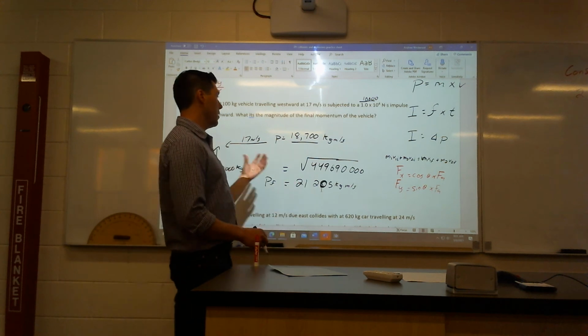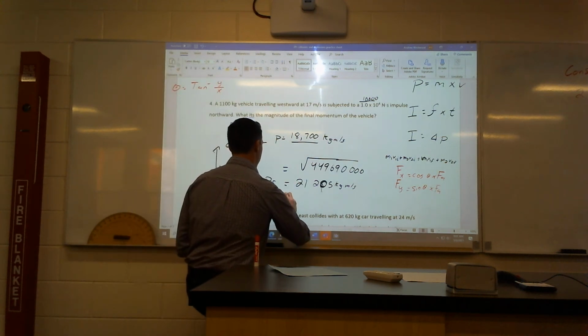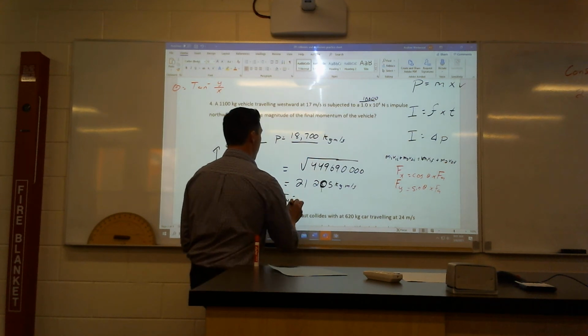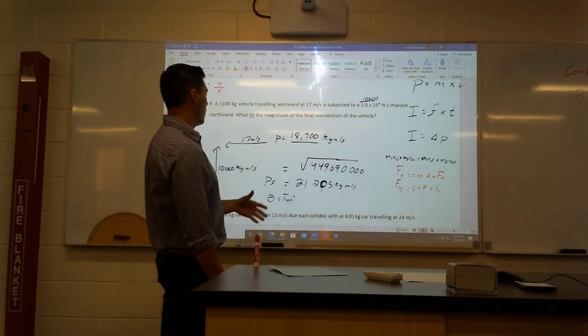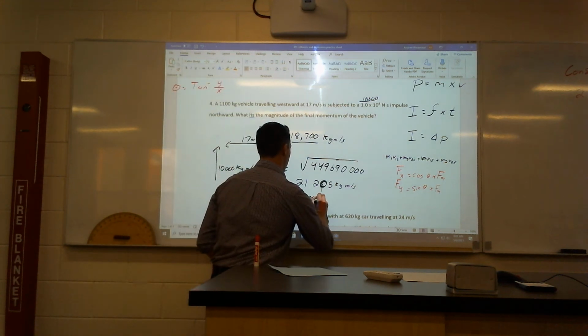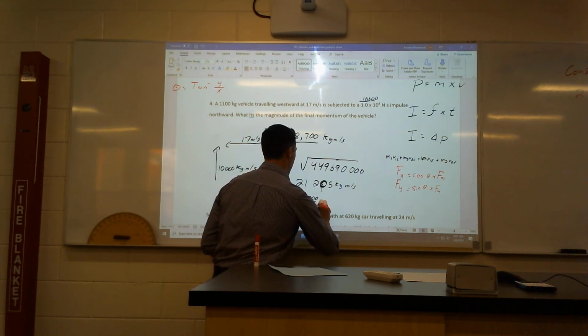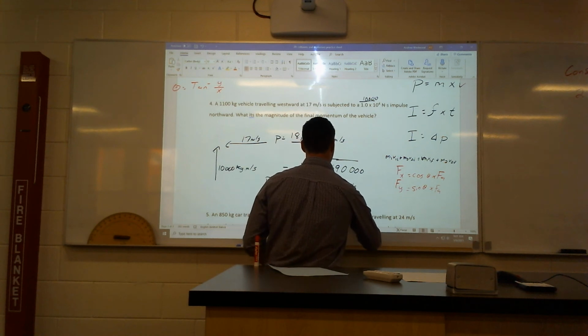So not too bad. Let's find the actual angle. And what angle do we have? Again, tan inverse of our y over x. This being our y, this being our x. So 10,000 over 18,700. And I got an angle of 28 degrees. 28 degrees north of west.